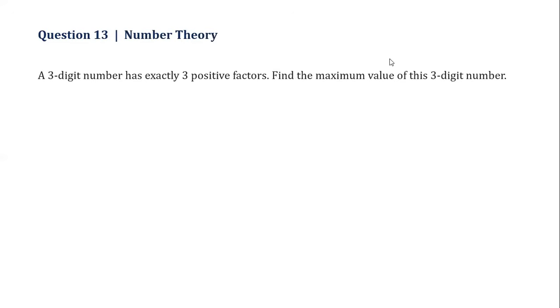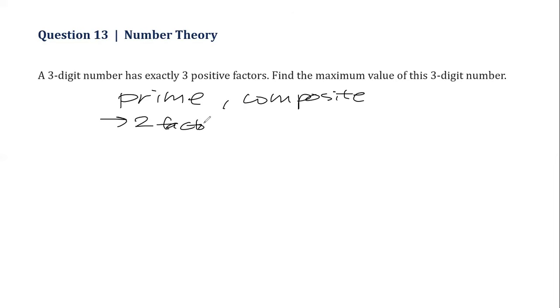A 3-digit number has exactly 3 positive factors. Find the maximum value of this 3-digit number. For this, you need to understand the concept of prime numbers and composite numbers. Prime numbers have only 2 factors, that is 1 and the number itself, while composite numbers have more than 2 factors.